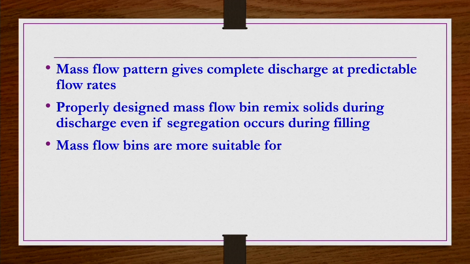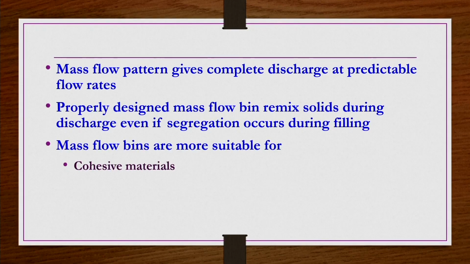Mass flow bins are more suitable in general for cohesive materials, because cohesive materials are in general very difficult to flow. Hoppers or mass flow bins are designed in such a way that they can ensure a mass flow pattern. So such kinds of bins should be used for cohesive material, because cohesive materials coagulate amongst themselves and form bigger lumps. So it is always better to have mass flow bins for such materials.